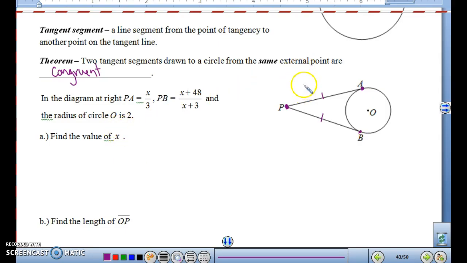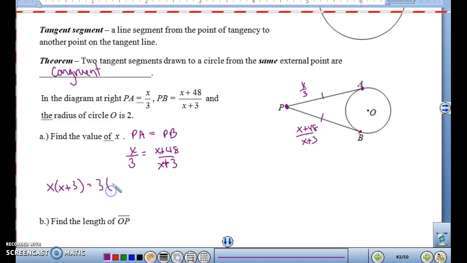So this is x over 3, this is x plus 48 over x plus 3. Because they're drawn from the same point to a tangent to the circle, they are equal. So that means that PA is equal to PB. So setting up my equation, x over 3 is equal to x plus 48 over x plus 3. All right, cross multiply. We have x times x plus 3 is equal to 3 times x plus 48. That gives me x squared plus 3x is equal to 3x plus 144.